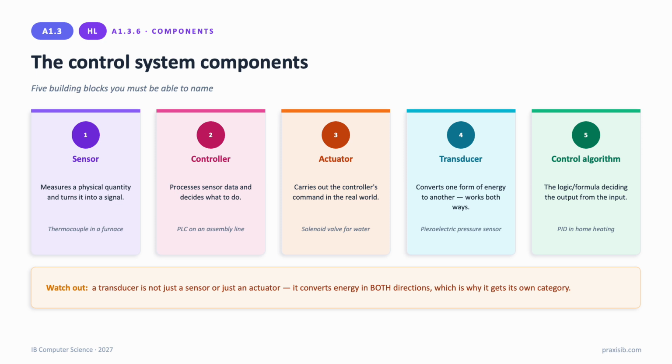A common real example is a PLC, a programmable logic controller, running machinery on a factory assembly line. Third, the actuator. The actuator is the muscle. It carries out the controller's command in the physical world. For instance, a solenoid valve that opens to let the water flow.